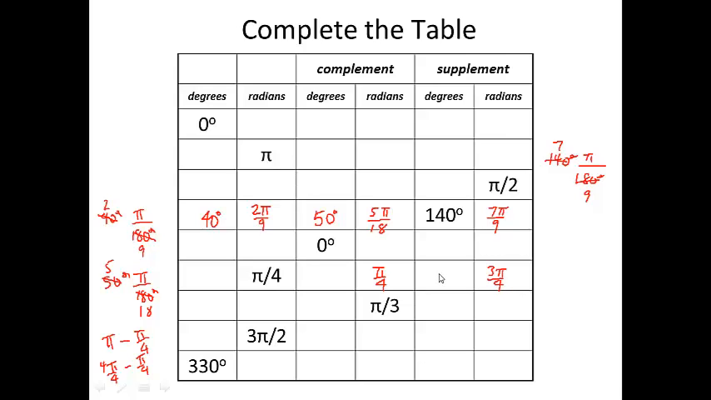Converting these back to degrees, you have 3 pi over 4 times 180 over pi. And the pi's cancel. And then 4 goes into 180 45 times. So 3 times 45 will give me 135 degrees.